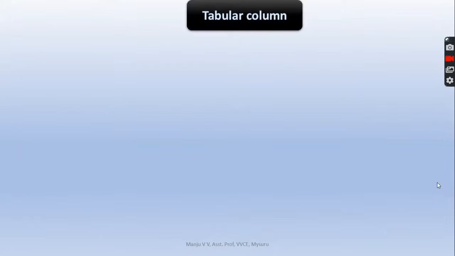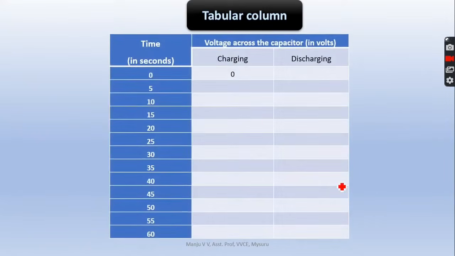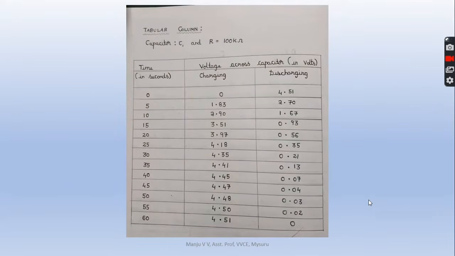Once you complete taking readings, coming to the tabular column, you have to note down time versus voltage. Charging: whatever value you get for the 60th second, keep the same value for the 0 second of discharging. Then 5 seconds, what is the value? 10 seconds, what is the value? Note down up to 60. This is one of the tabular columns for which we have taken the readings already.